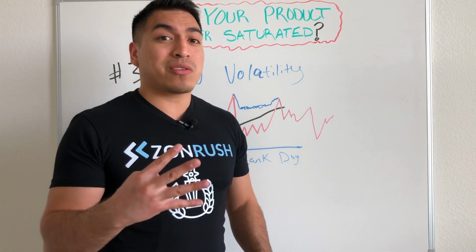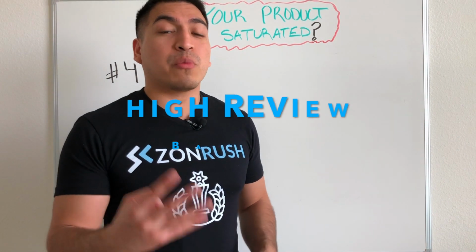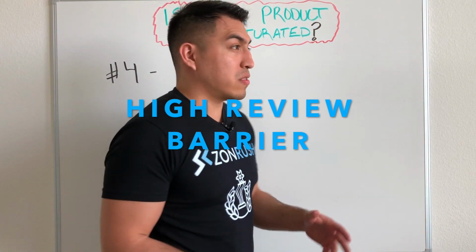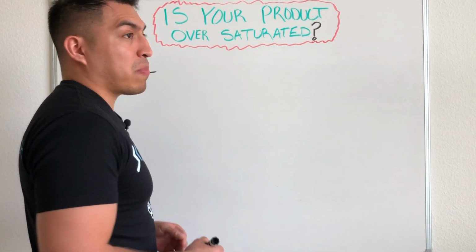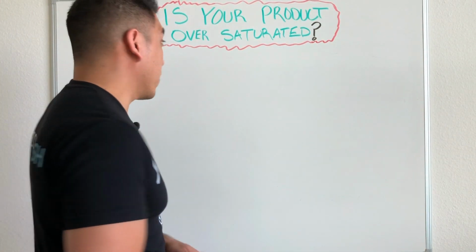All right. So now let's go to 4. All right. So number 4 is reviews. So you're going to want to look at your top 5 competitors for your main keyword.